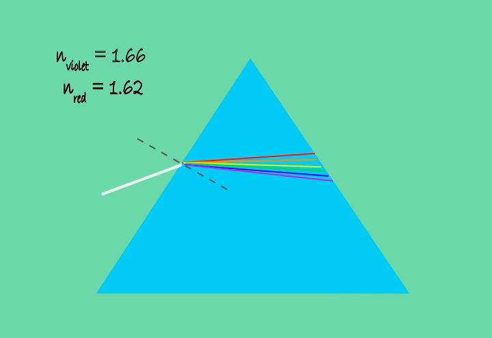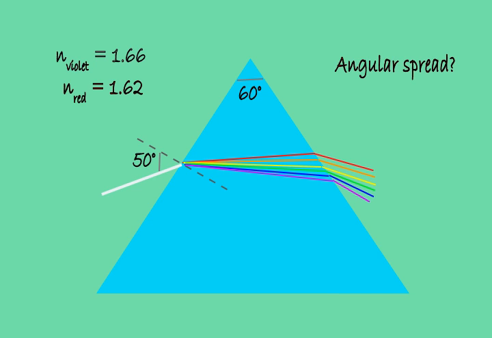Now, the question is, what is the angular spread of visible light passing through a prism of apex angle 60 degrees, if the angle of incidence is 50 degrees? The angular spread can be considered as the angle between the refracted red light beam and the refracted violet light beam. Let's start the solution with this part first.